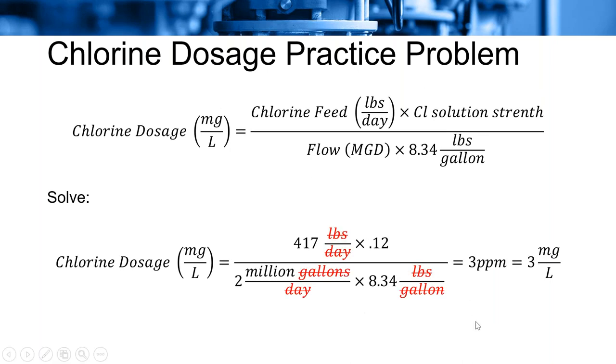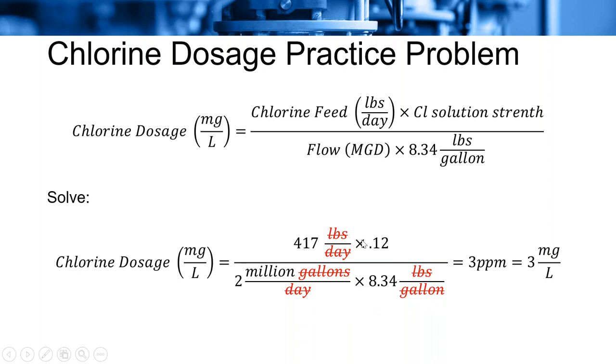As you can see here, we cancel out our units. The pounds is on the very top of our fraction, and our 8.34 is in the same position, so those cancel out. Day is on the bottom of our top term, and day is also in the flow term at the bottom of that fraction, so those cancel out. On the bottom, we have gallons on the top of our first term and gallons on the top of our second term, so those cancel out. So we're still left with the million part of it.